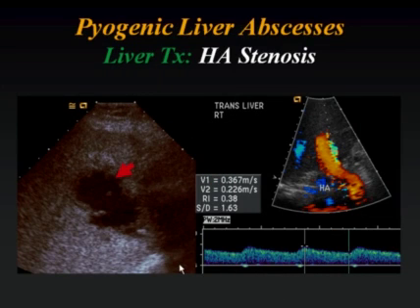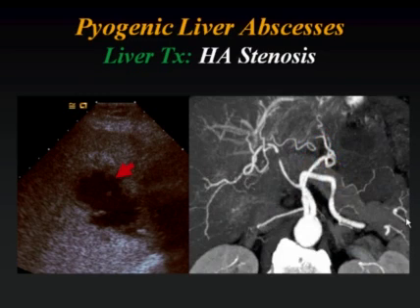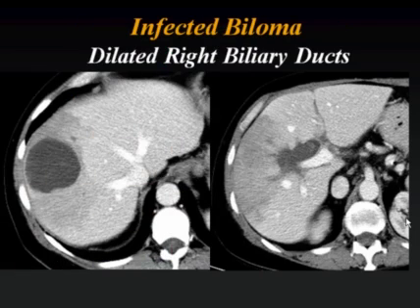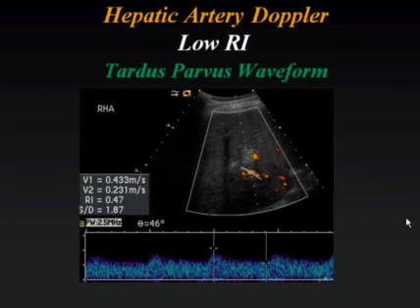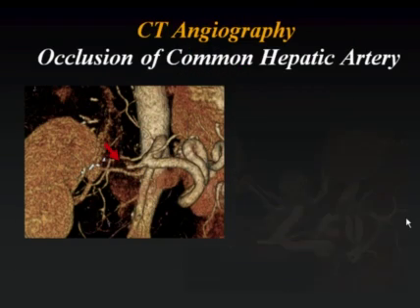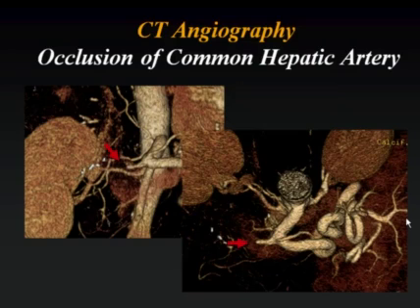And in the liver transplant population, patients presenting with fluid collections and fever, always in addition to finding this abnormality, is to make sure the patient doesn't have hepatic artery stenosis, go on to get a CTA. Here's another patient with an infective biloma. That should trigger careful Doppler interrogation, and here we can see on the CT angio the occlusion in the hepatic artery.